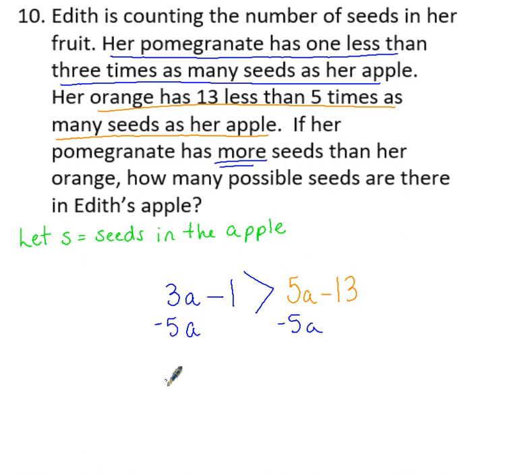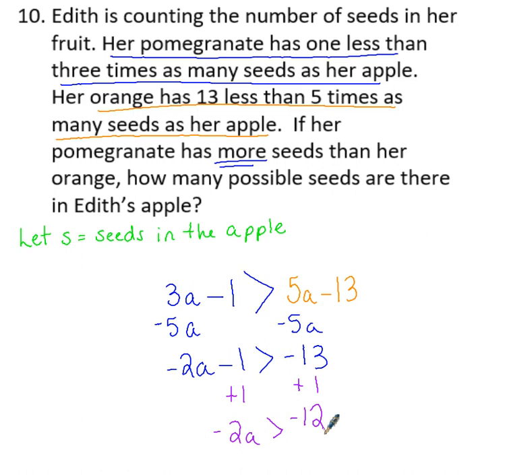A's here. And that's going to get me a negative coefficient, which is fine, but don't forget that adds an extra step when you do that. Then I'm going to get rid of this minus 1 by doing a plus 1 to both sides. That will get me negative 2A is greater than negative 12.